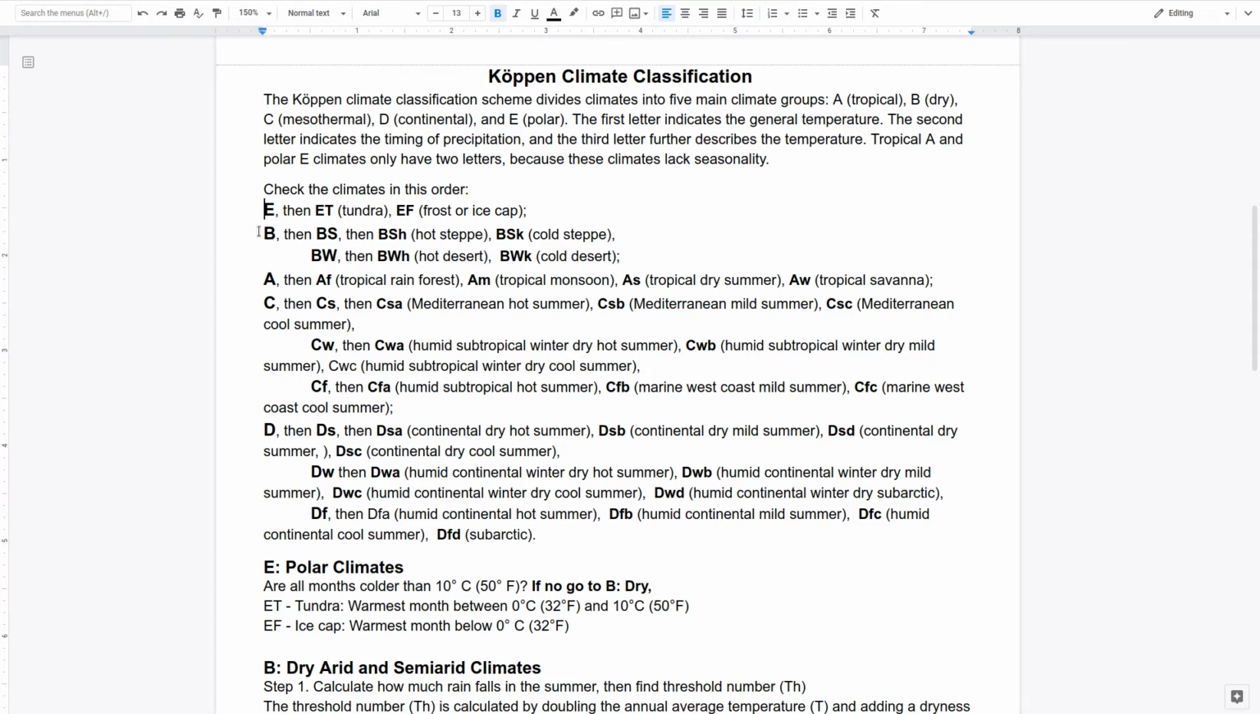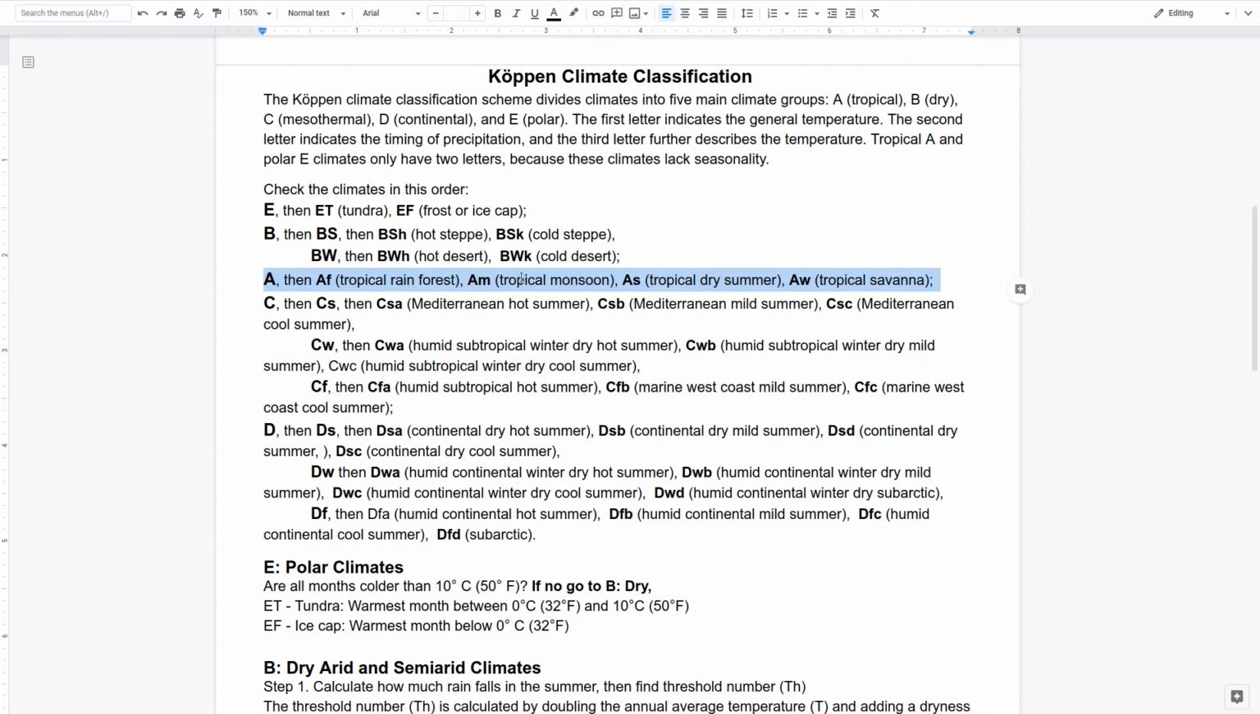If it's not an E and it's not a B, then you check to see, is it an A climate? If it's an A, then you check in this order: tropical rainforest, tropical monsoon, tropical summer dry, tropical savanna. So again, there's an order that you have to go through when you're checking the tropical climates. If it's a tropical climate, the first thing you have to check is, is it a rainforest?